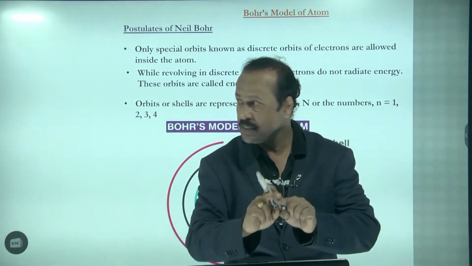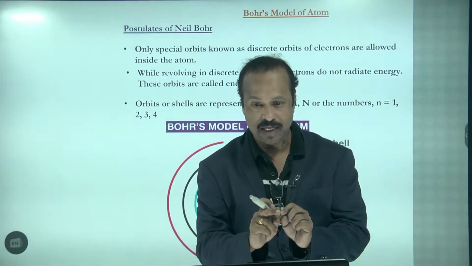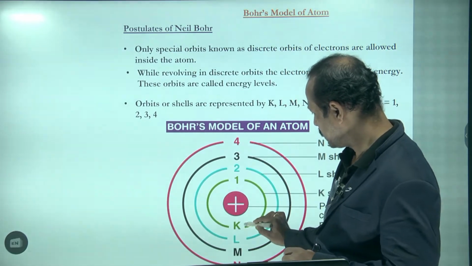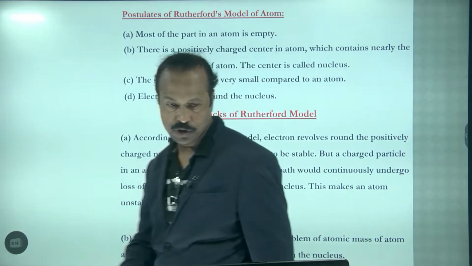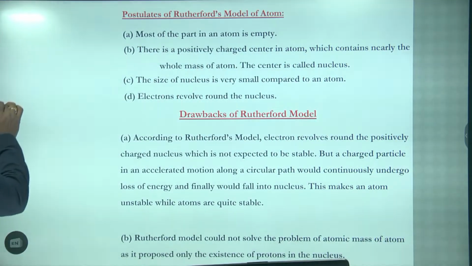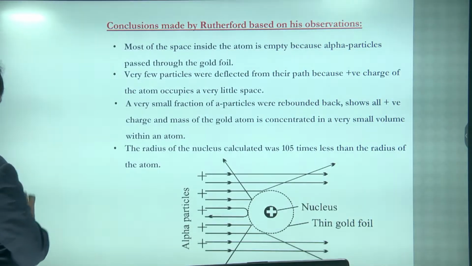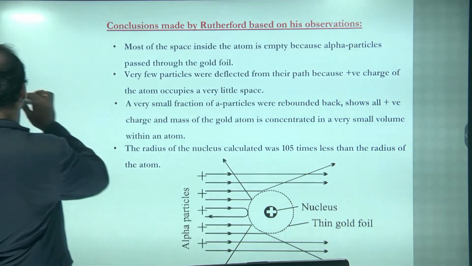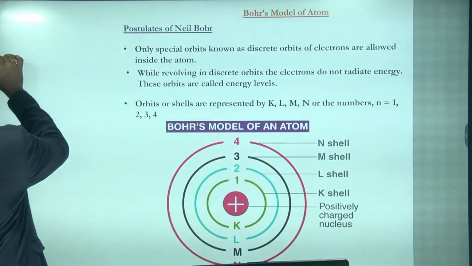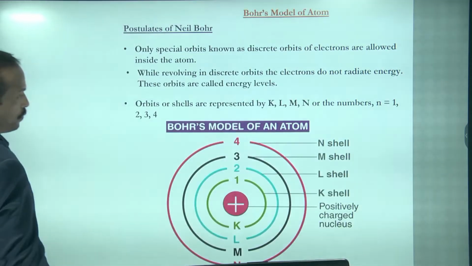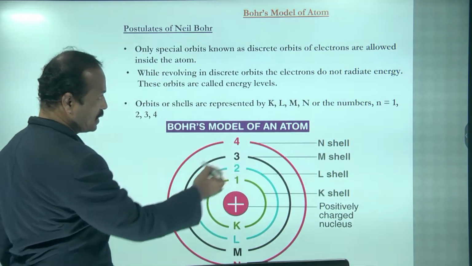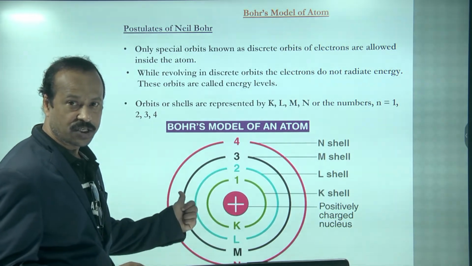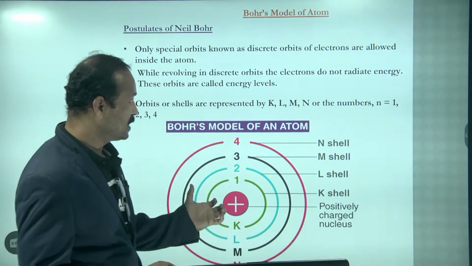electrons revolve around the nucleus in specified circular paths, which are called orbits or shells. These orbits or shells are named K, L, M, N, and so on. As long as an electron revolves in its particular orbit, its energy is constant. Hence, these are called stationary orbits. So this we discussed.